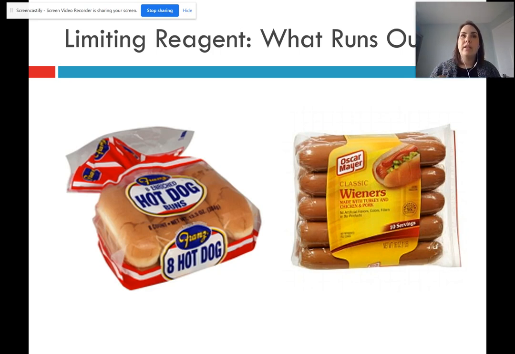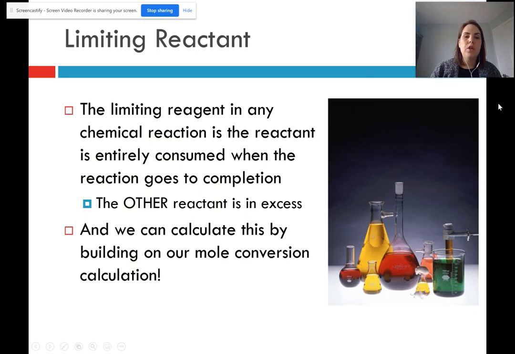So when we're calculating how much product we're going to make, we need to consider what's my limiting reactant and what's my excess reactant. Like in this case, even though this says it has 10 servings of meat, I can't actually make 10 hot dogs because I only have 8 buns. What determines how many hot dogs I'm going to make is my limiting reactant, which in this case is the buns.